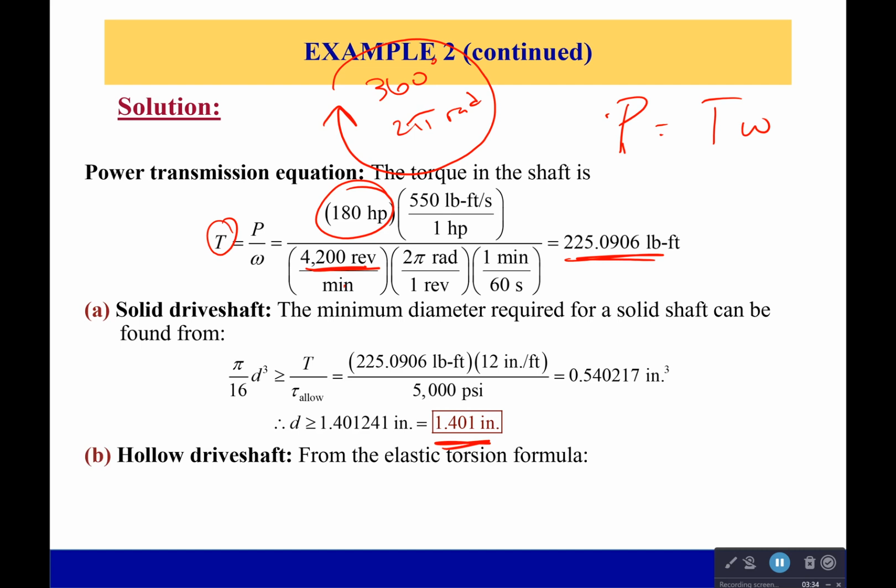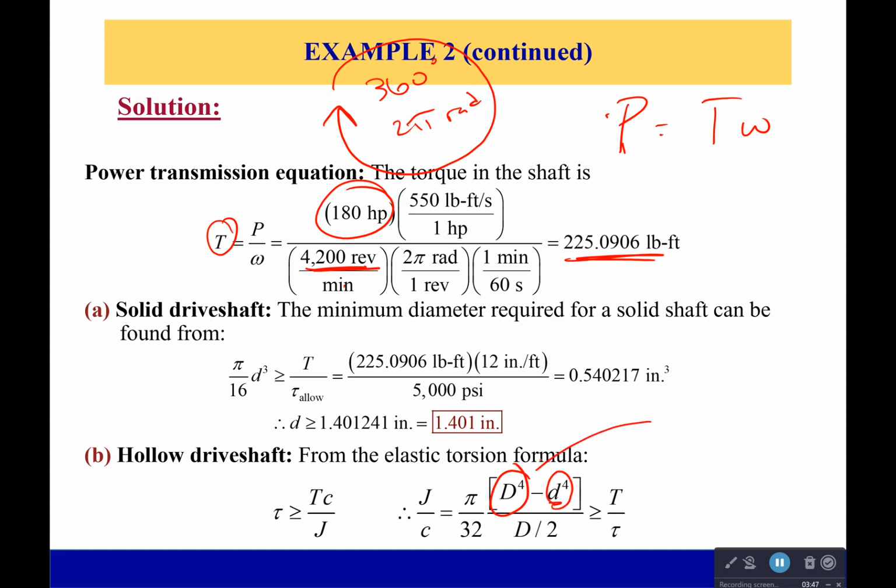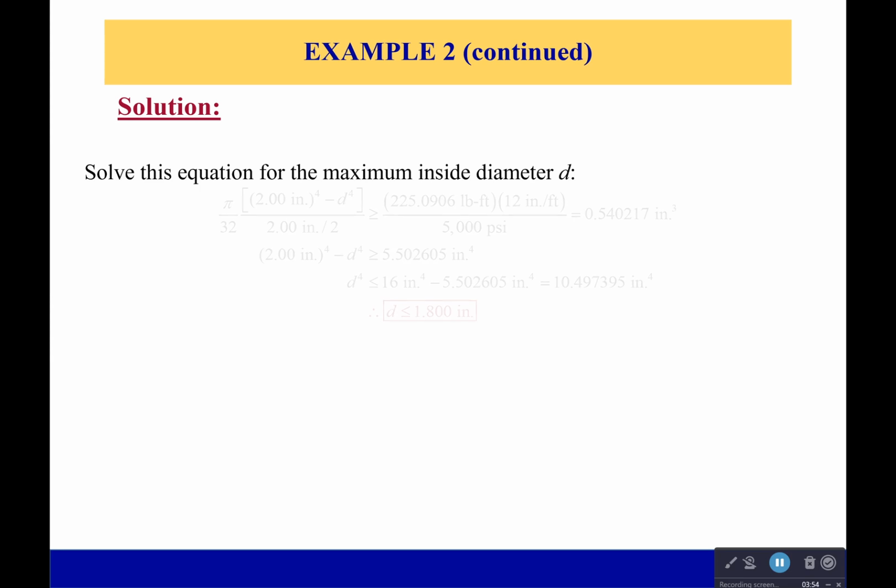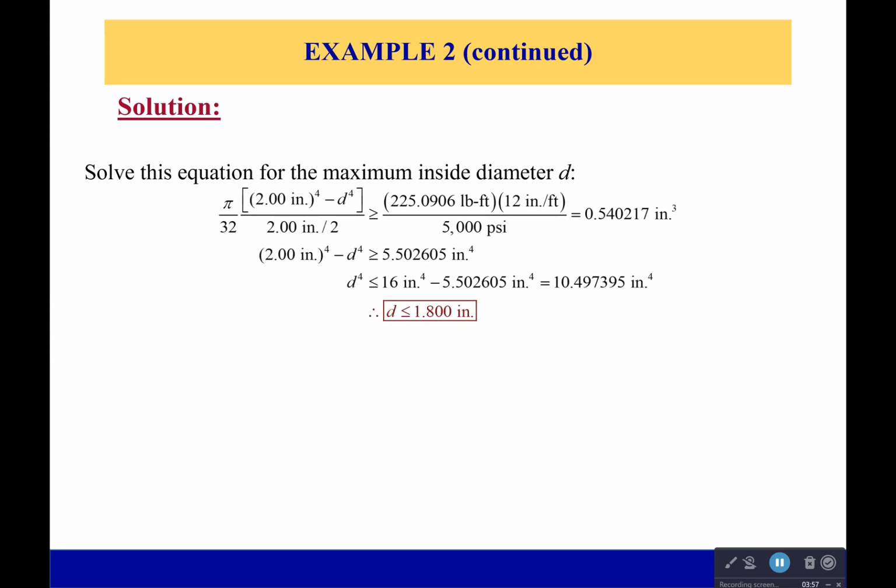Now, how about a hollow drive shaft? Well, we go back to our elastic torsion formula, but this time, while we know the larger diameter, we don't know the smaller diameter. And that's what we're trying to solve for here. Large diameter was given to us as 2 inches. Smaller one we do not know. And so we'll do a very similar process. We plug everything in and we try to solve for this small diameter. After some rearranging, what we'll get is that the inner diameter would have to be less than or equal to 1.8 inches.